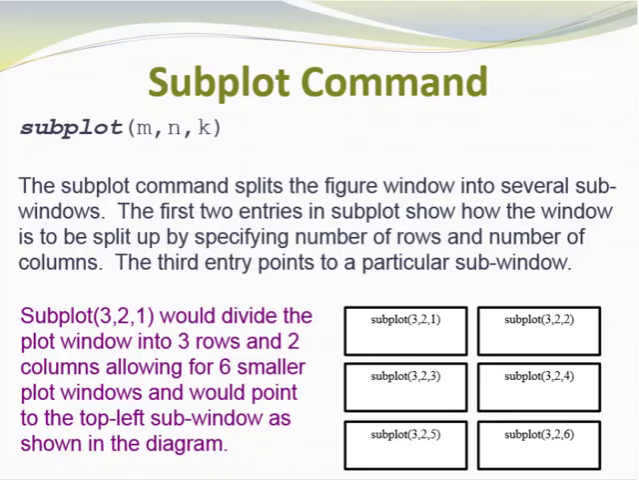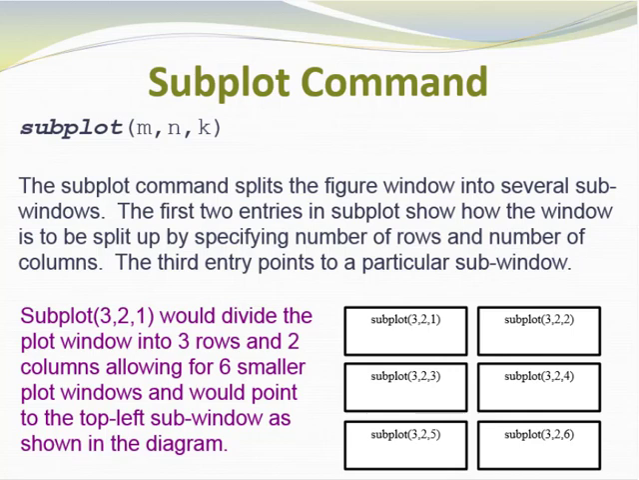The last plotting command we're going to talk about is subplot. And what subplot does is it takes a figure window and it breaks it up into several sub-windows, and then you can put different plots in different sub-windows. Subplot has three input arguments. The first input argument says how many rows you want the figure window to be broken up into. The second input argument says how many columns you want the figure window broken up into. And then the last argument points to a particular subwindow.